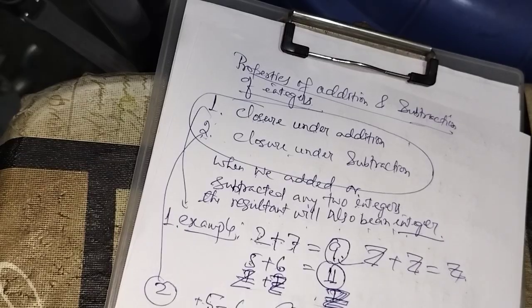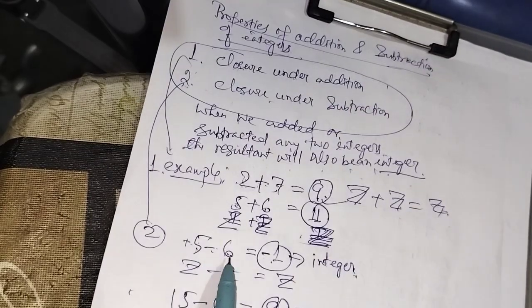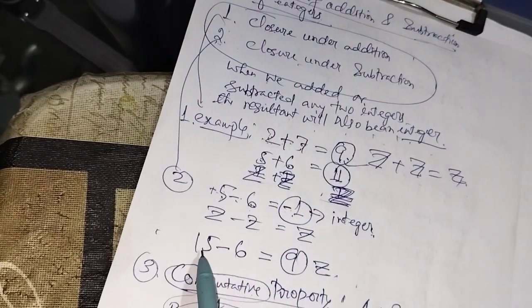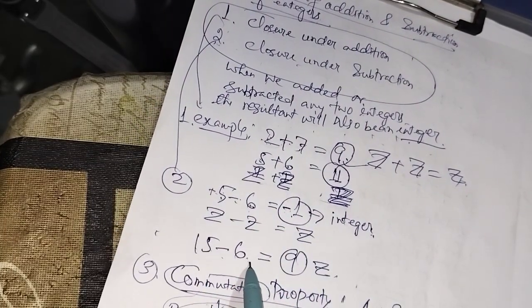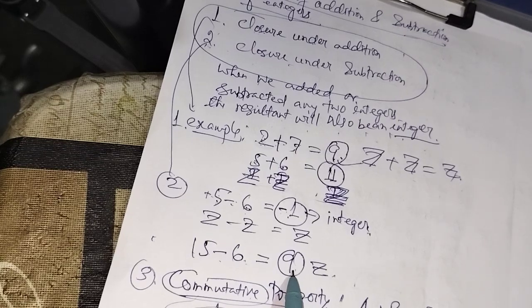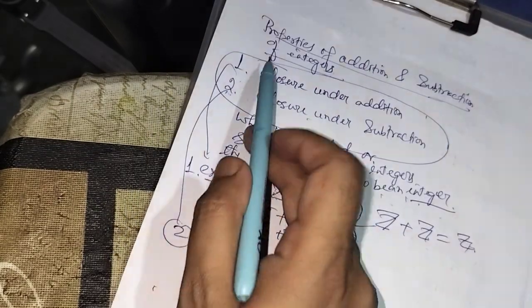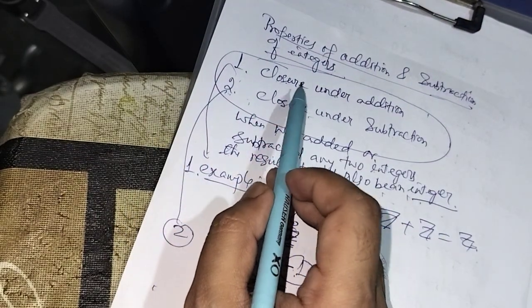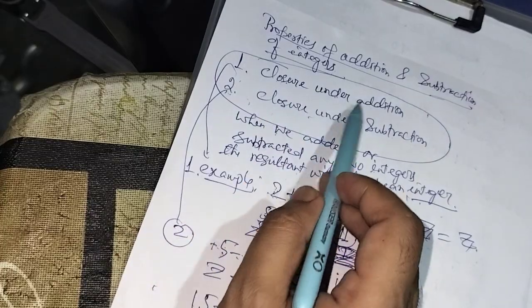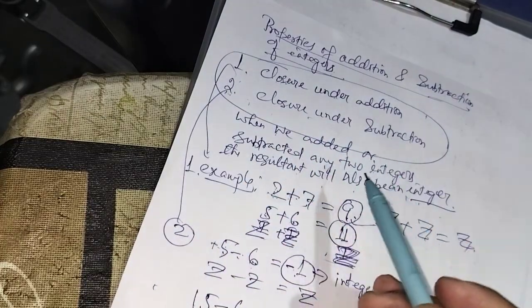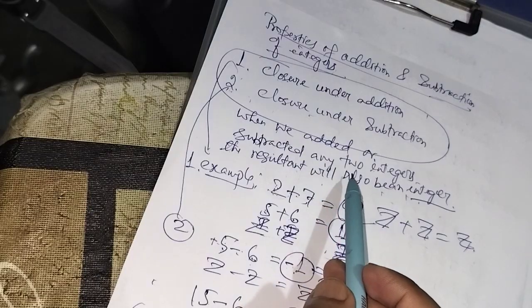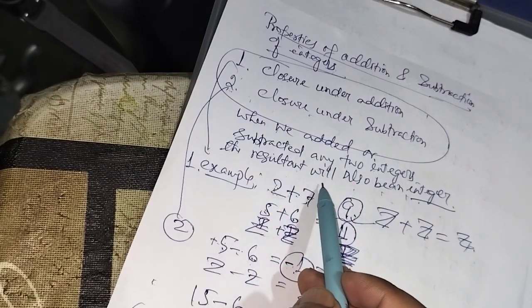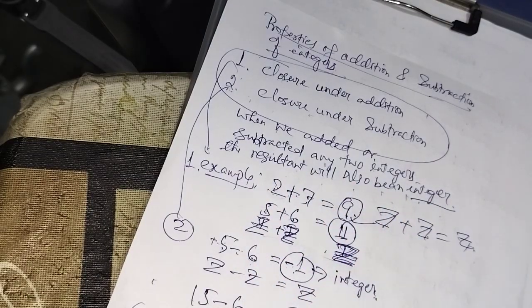Now when I subtract, 5 minus 6 is minus 1, and minus 1 is also an integer. 15 minus 6 is 9. 9 is also an integer. So these two properties, closure under addition and closure under subtraction, say that when we add or subtract any two integers, the result will also be an integer.